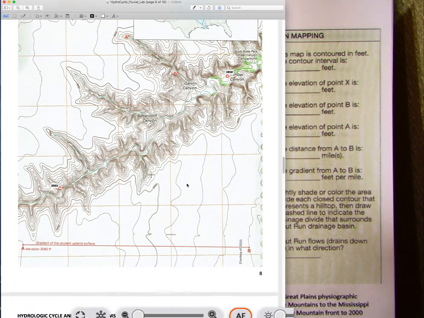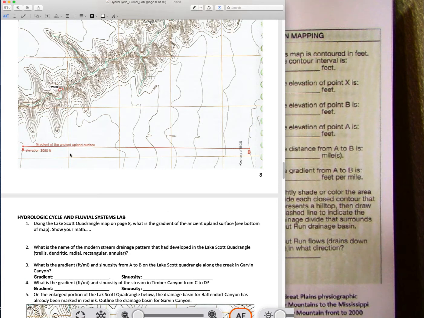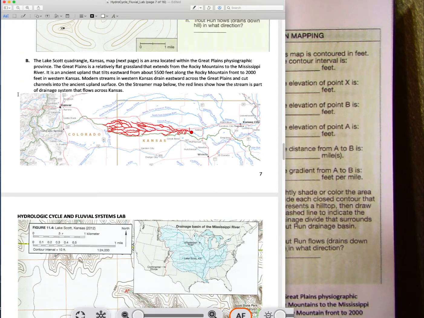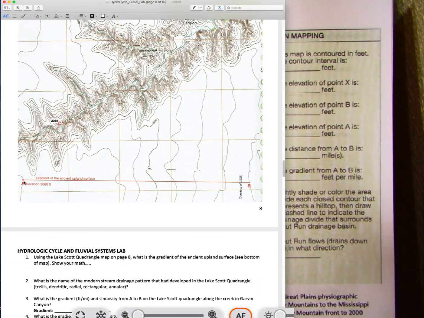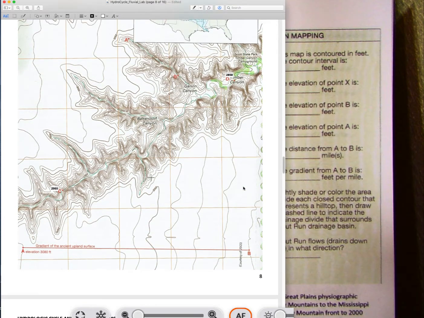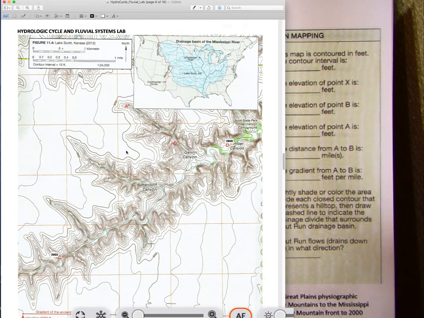So again, when we're looking at the numbers here, we're going to be looking at that Lake Scott quadrangle map on page 8 here, and we're going to measure the gradient of this upland surface. So here's the upland surface, that old tilted surface that tilts from the Rocky Mountains over here all the way toward eastern Kansas, right? So we want to measure that gradient. What I want you to do is measure this with a ruler, and there should be a scale here, right? That gives you miles. So use this for miles over here for your scale. That'll give you the distance.